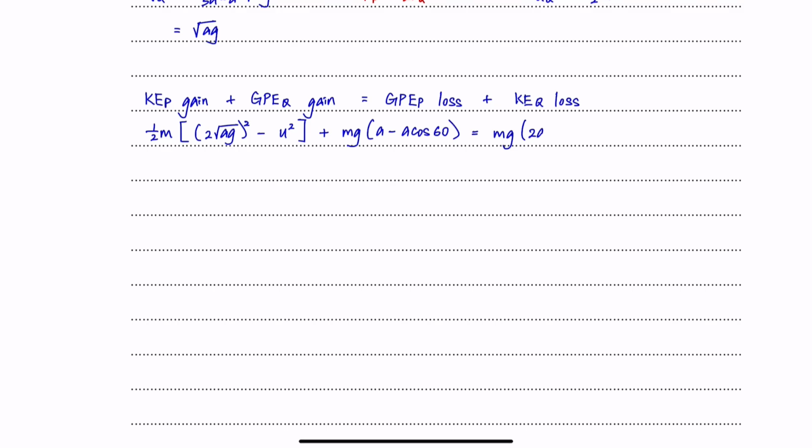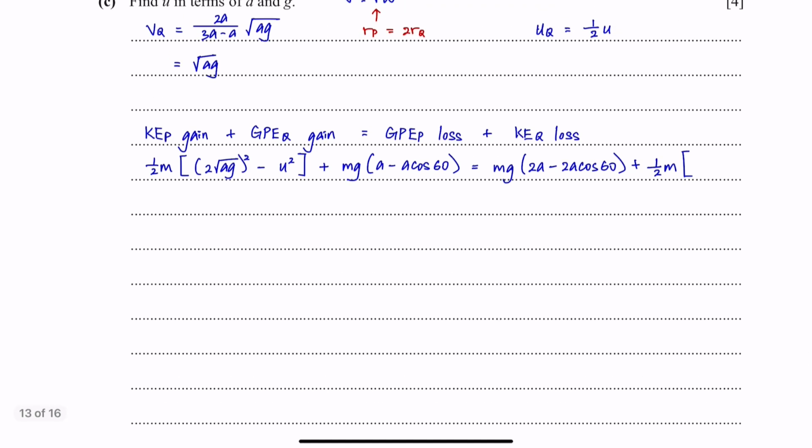Plus the kinetic energy loss, which is half m times the difference in the square of speed, where the initial speed is half u, and the final speed would be root ag.